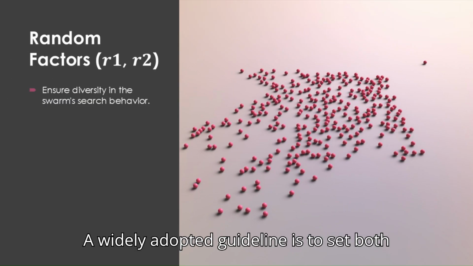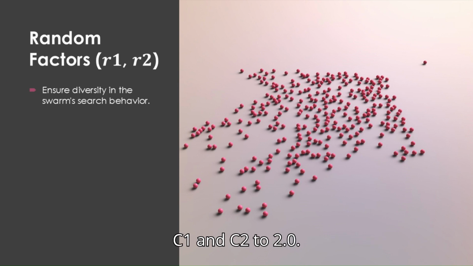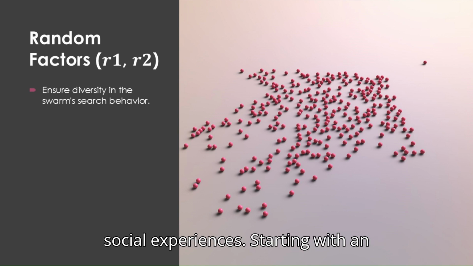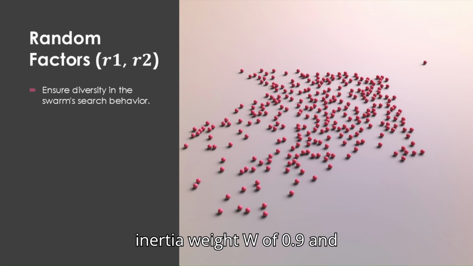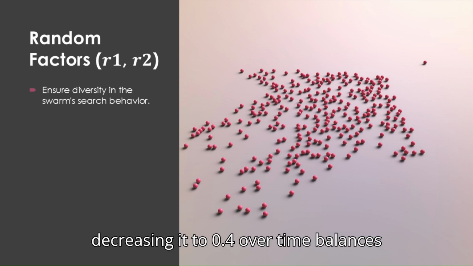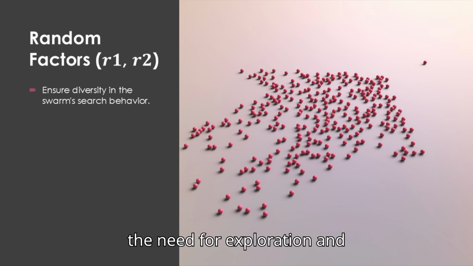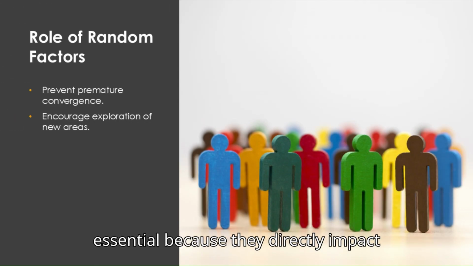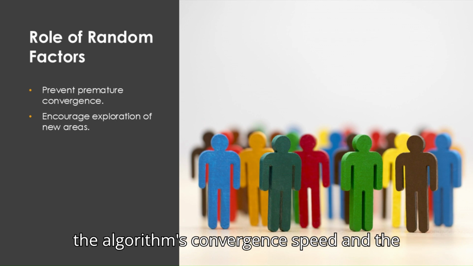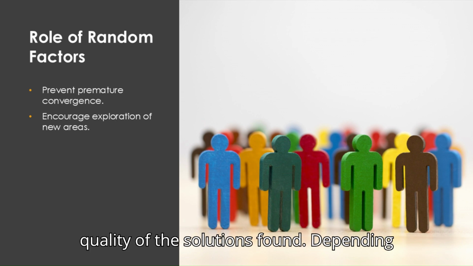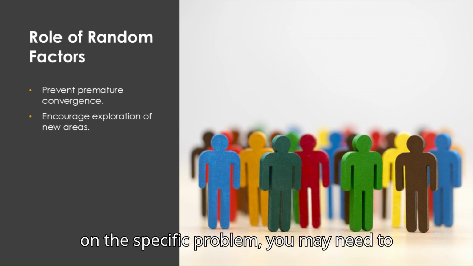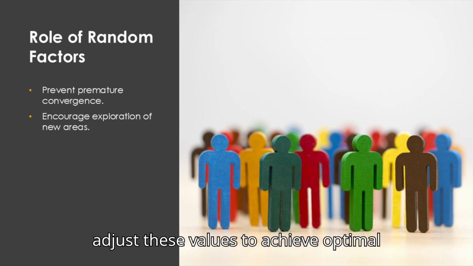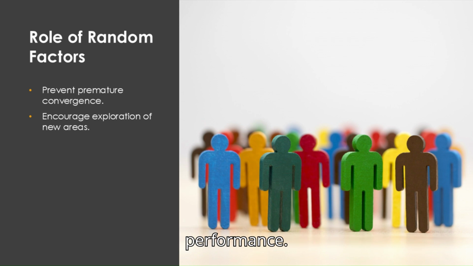A widely adopted guideline is to set both C1 and C2 to 2.0. This gives equal weight to personal and social experiences. Starting with an inertia weight W of 0.9 and decreasing it to 0.4 over time balances the need for exploration and exploitation. Proper tuning of these parameters is essential because they directly impact the algorithm's convergence speed and the quality of the solutions found. Depending on the specific problem, you may need to adjust these values to achieve optimal performance.